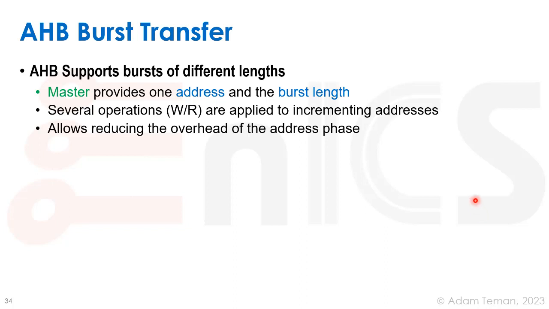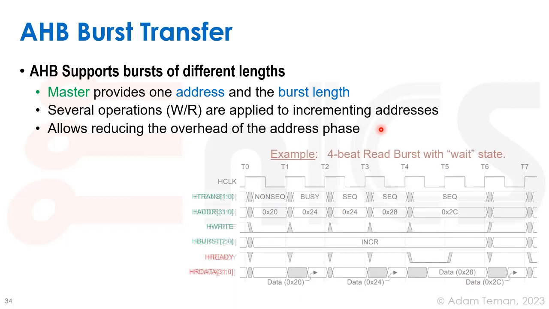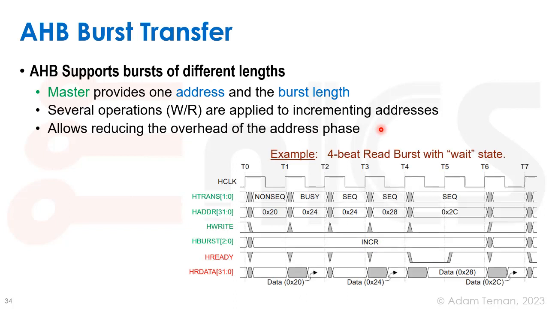Burst transfers are supported by AHB by giving us different burst lengths. The master provides an address, and it provides the burst length. And then we can apply several read or write operations to incrementing addresses, and this reduces the overhead of the address phase. So let's see an example of a 4-beat read burst and also show how the wait state works.